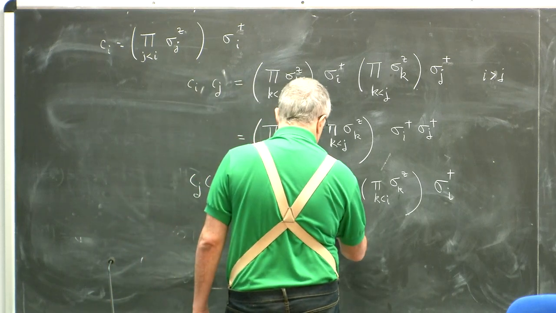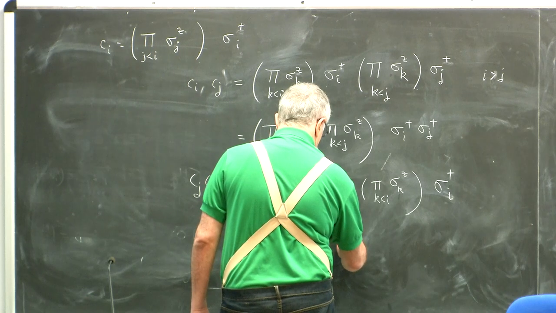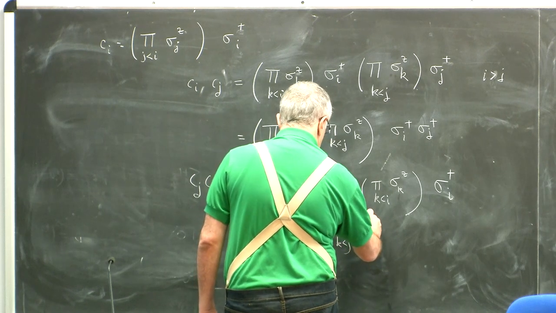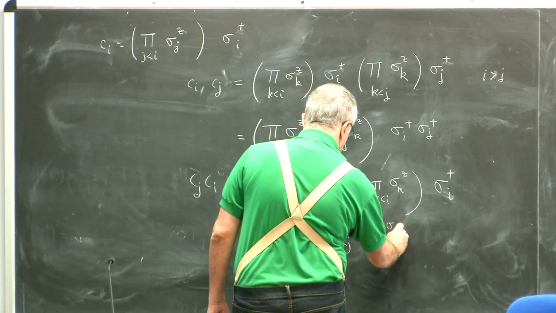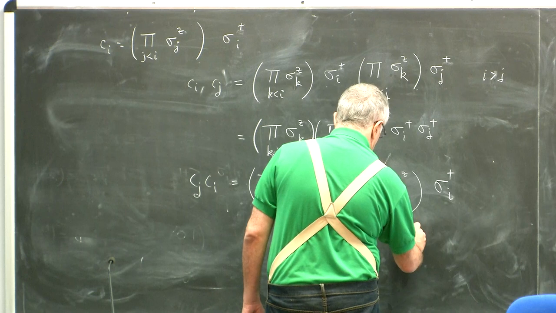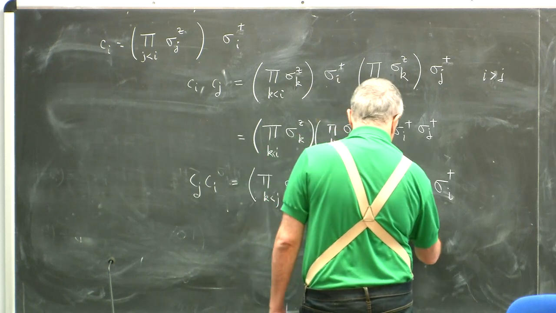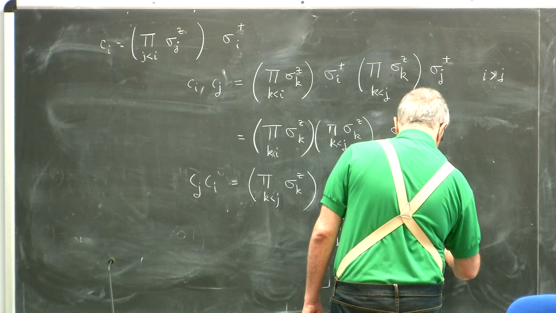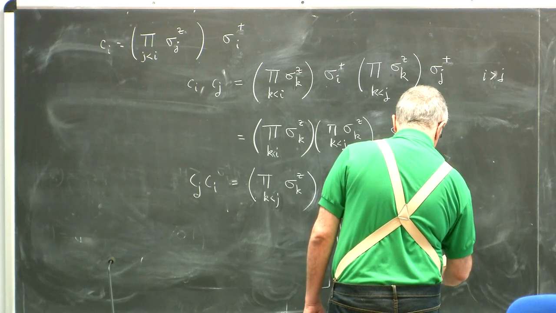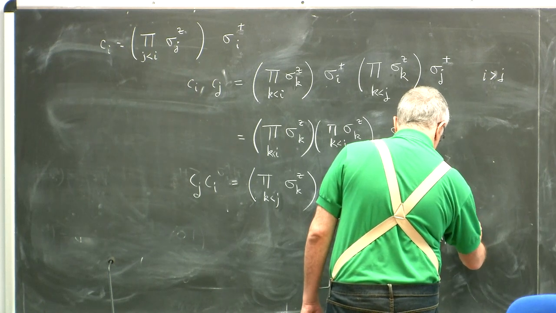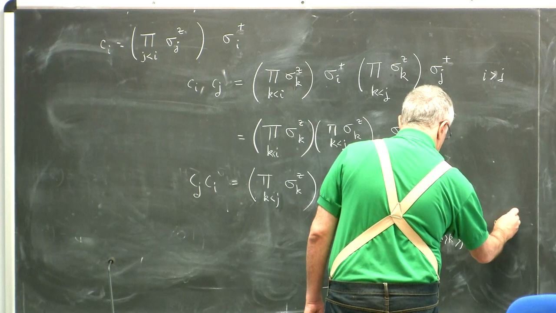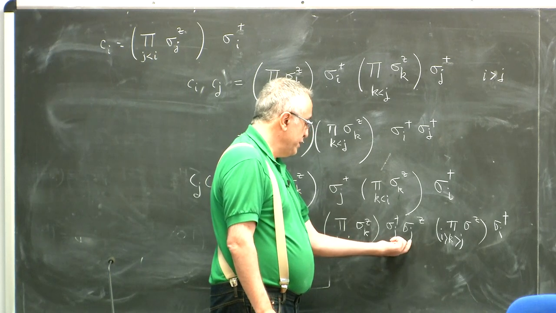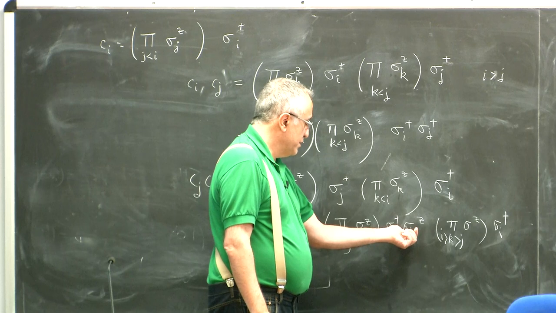So I have a string, and here I have to use the commutation relation between sigma plus and sigma z.